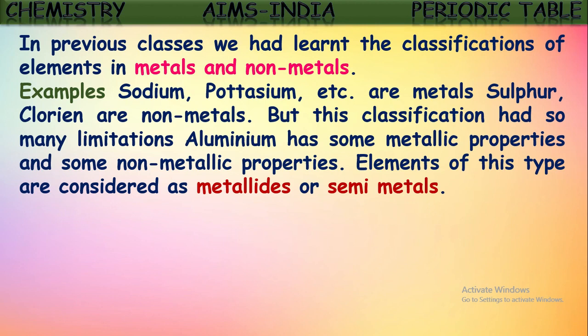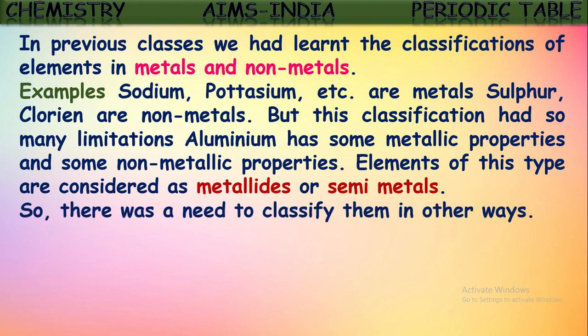So elements of this type are considered as metalloids or semi-metals. For example, there is an element called silicon or germanium. Germanium exhibits the properties of both metals and non-metals. Such kind of elements which exhibit the properties of both metals and non-metals are called metalloids or semi-metals. So in this metals and non-metals segregation, the third kind of elements are not segregated properly. That's one limitation we can say.